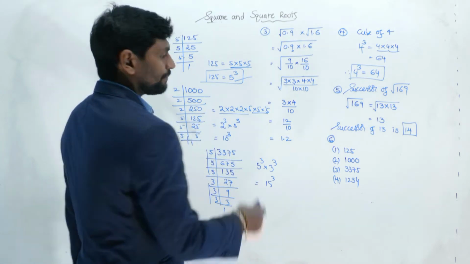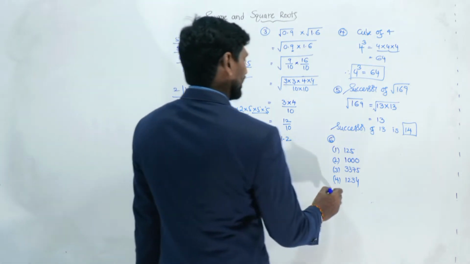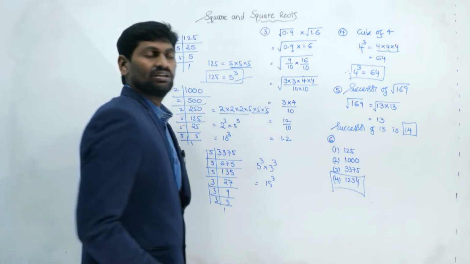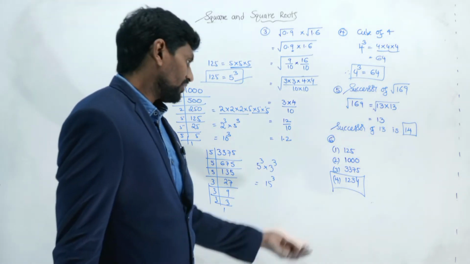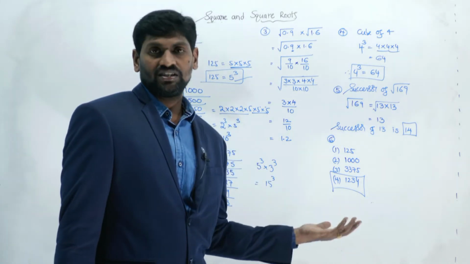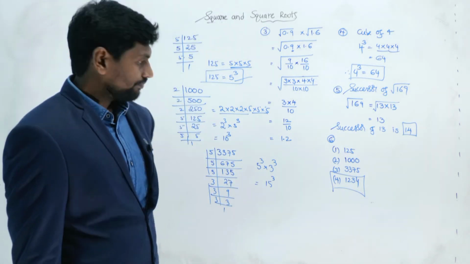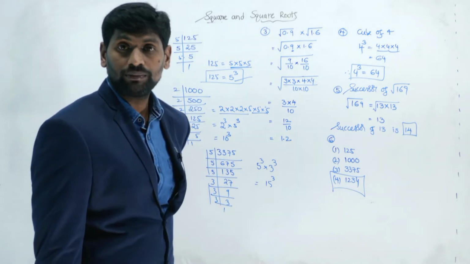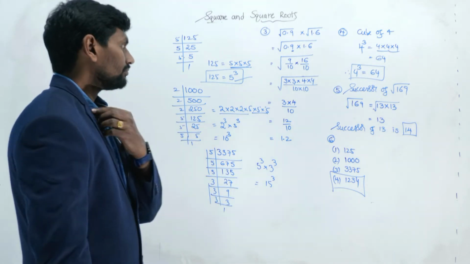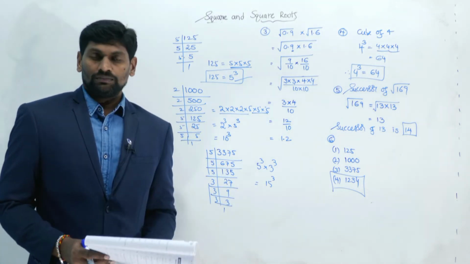So the first 3 options are cube numbers. Our required answer is the fourth one, 1234. If you do prime factorization like this, you will find that it is not a cube number. Clear? Please check.